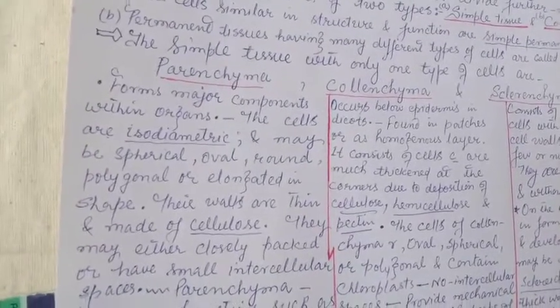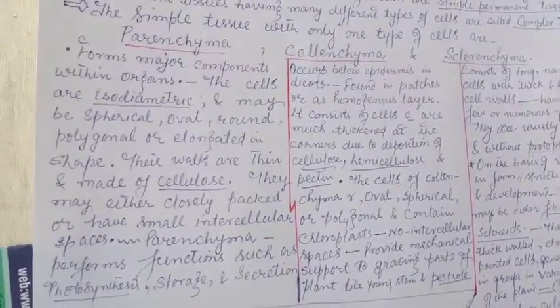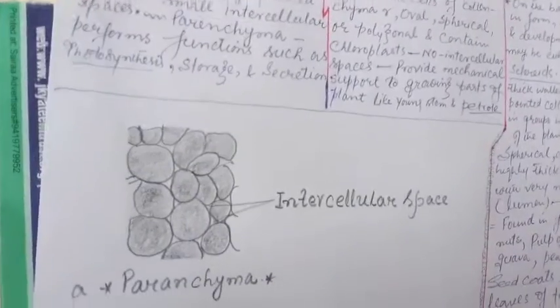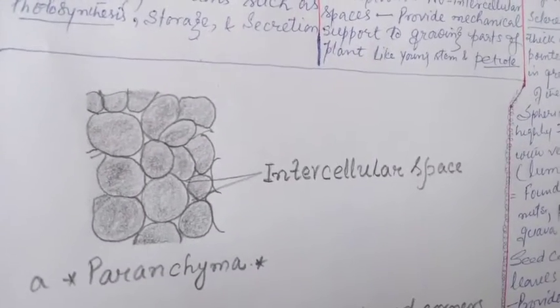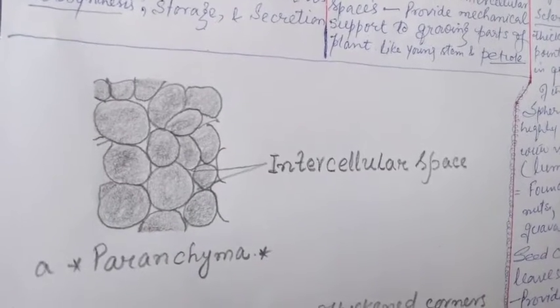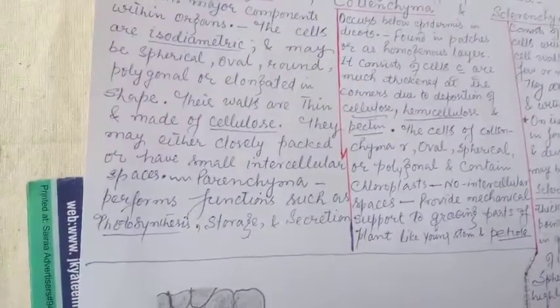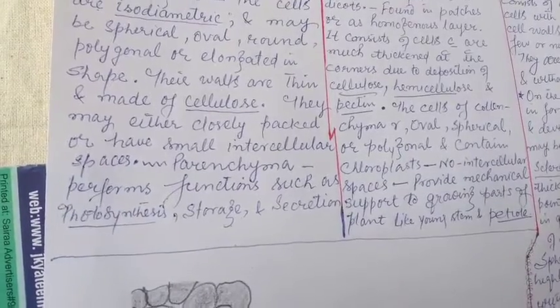The cells are almost isodiametric, and may be spherical, oval, round, polygonal, or elongated in shape. These are the parenchyma cells. Here it is: the cells are mostly isodiametric in size and with intercellular space. Their walls are thin and made of cellulose, and they may either be closely packed or have small intercellular spaces.